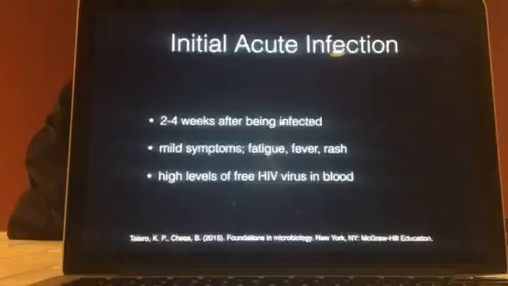During the initial acute infection, which occurs about 2 to 4 weeks after being infected with the HIV virus, a patient might experience mild symptoms such as fatigue, fever, and rash. These are so mild that an individual might not even know that they are infected with the virus. And at this time, there are high levels of free HIV virus within the blood.